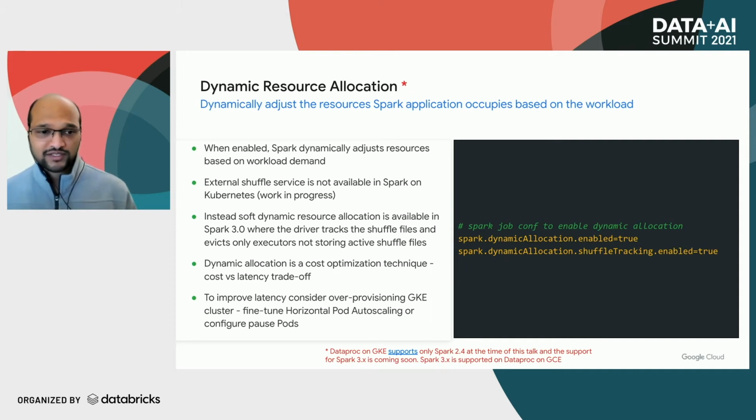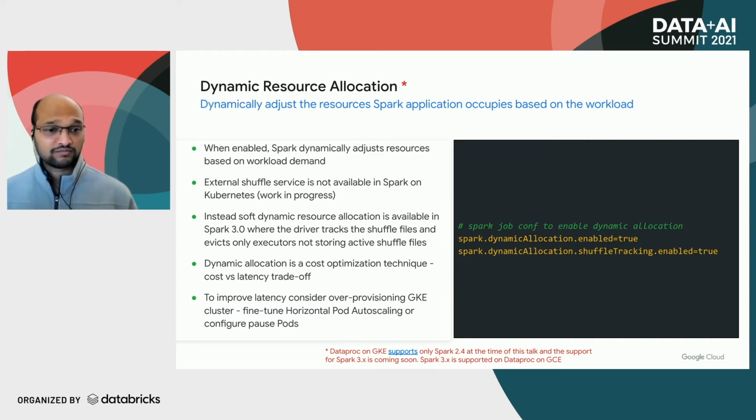The way it works is the Spark driver tracks the shuffle files, and it only allows eviction of those executors that do not store active shuffle files. This works great in practice, and on average, the scale down of a Spark application is a bit slower compared to YARN. This is actually a major cost optimization technique on Kubernetes as well.